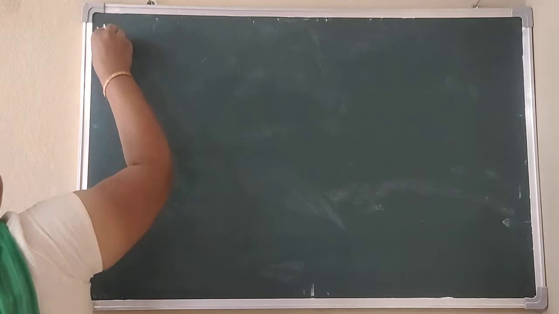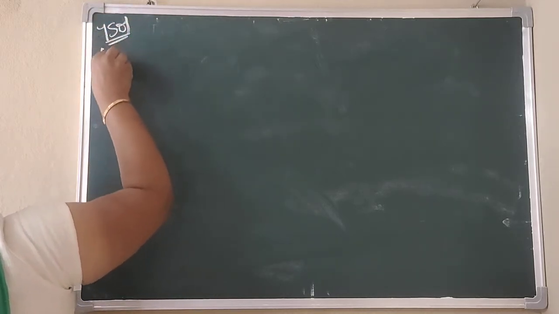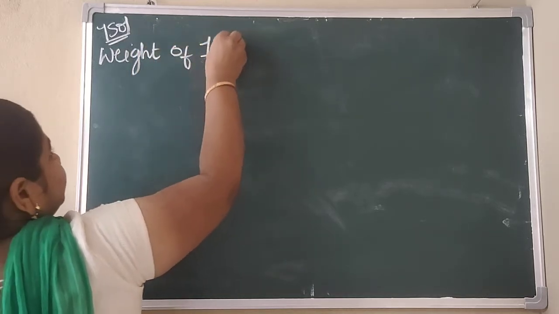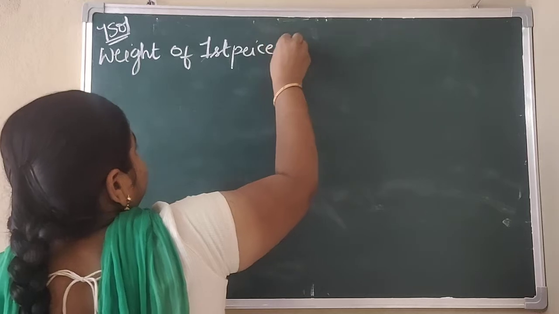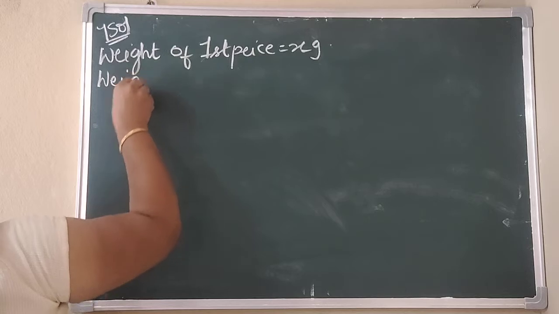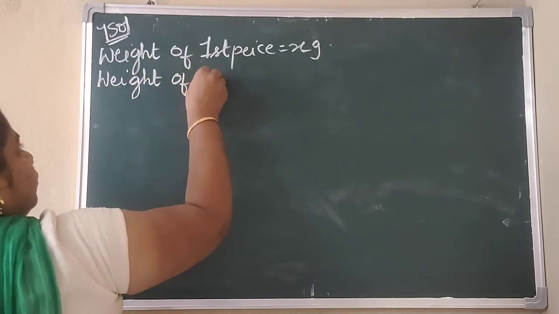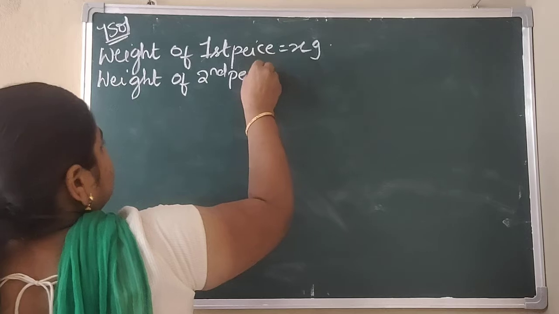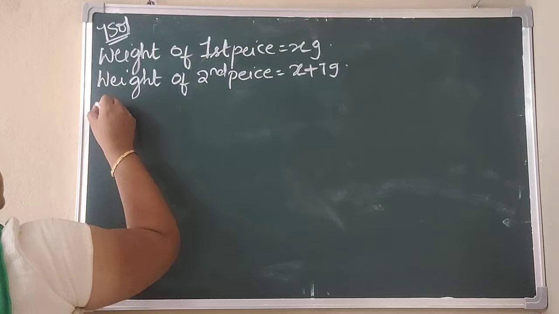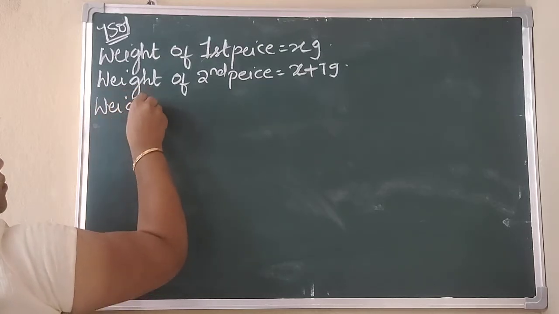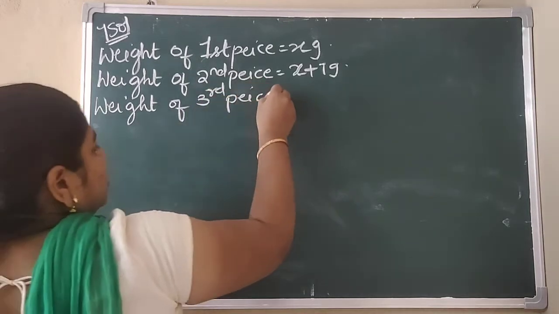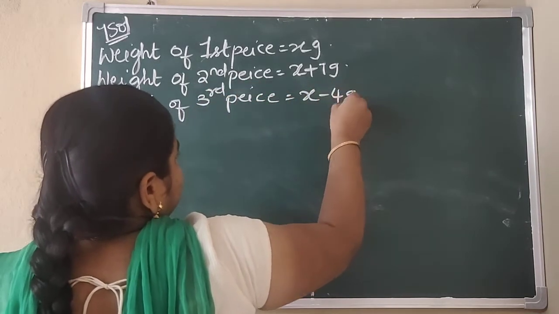So weight of first piece we are taking as x grams. Weight of second piece is x plus 7 grams. Weight of third piece is x minus 4 grams.